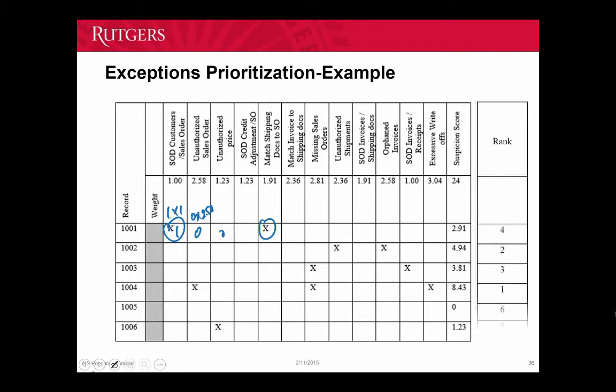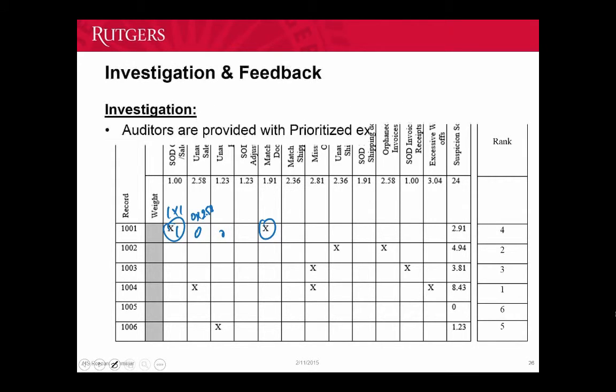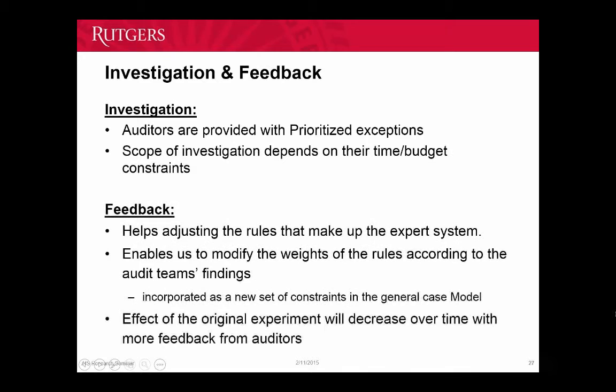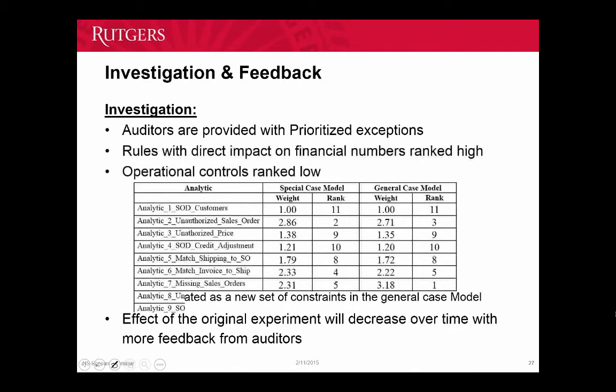Once you have all the suspicion scores, you can rank them. Then after the investigation of those most suspicious cases, you can use that to feed this information back into the weighting system as well as the rule-based system itself.